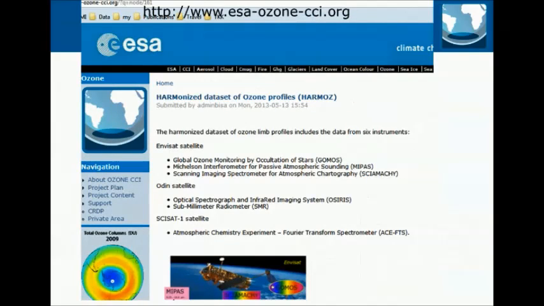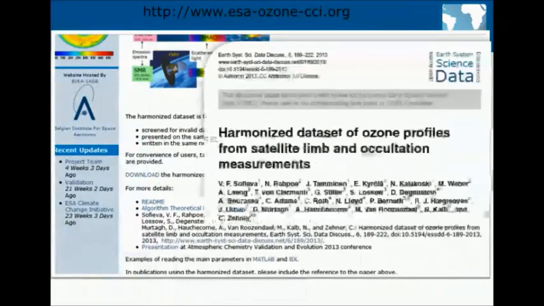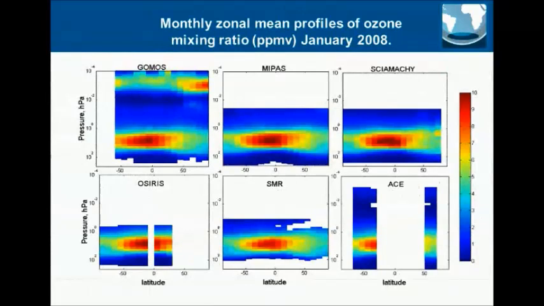I think I will skip to an example of these datasets. These show you the monthly zonal mean profiles for ozone mixing ratio for one month, and basically the idea is to combine the information from the different sensors, and in that sense you're able to compare the uncertainty coming from the different sensors. They're also using ozonesonde data to estimate the accuracy of the product and validate these products.